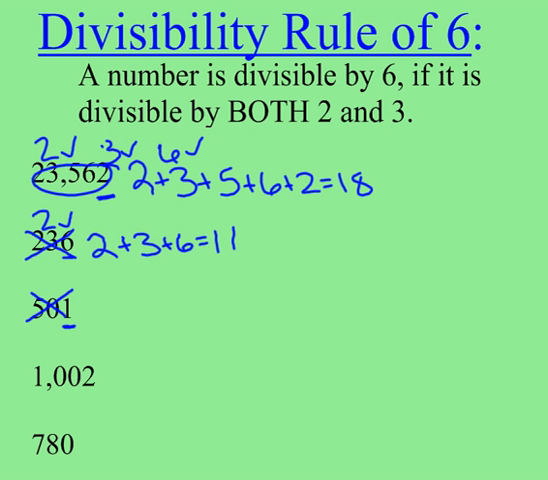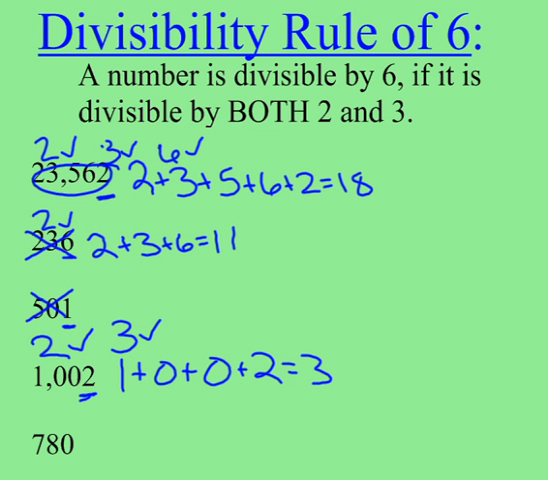In the next example of 1002, it is even, so that means that 2 goes into it. Now let's add up all the numbers and see if 3 goes into this number. 3 goes into 3, so that means that 3 works. And since both 2 and 3 work in this number, then that means that 1002 is divisible by 6.